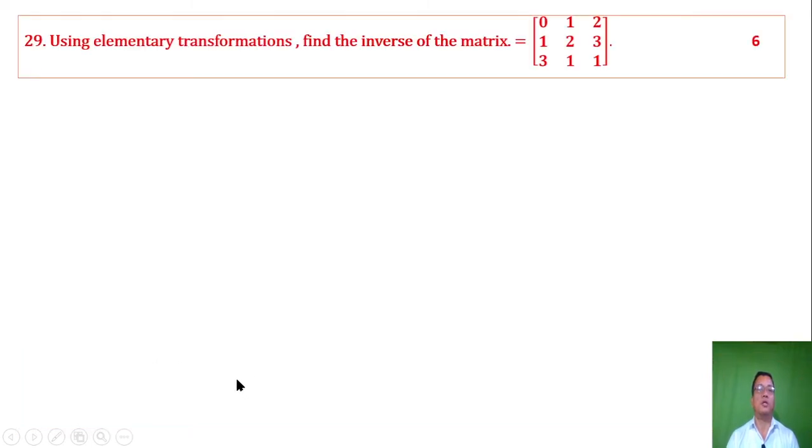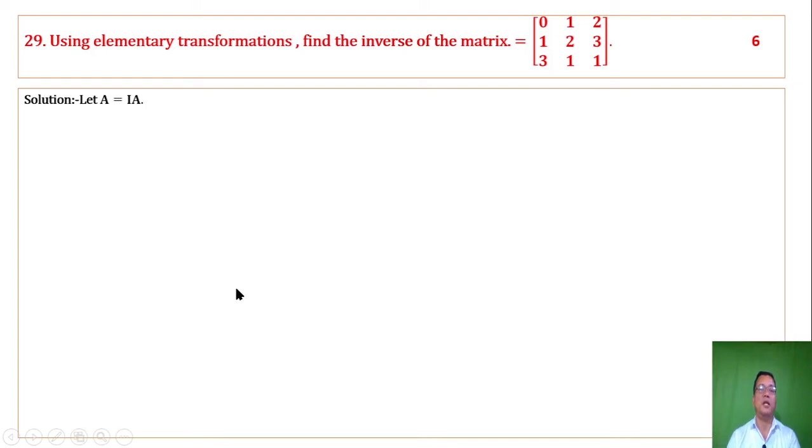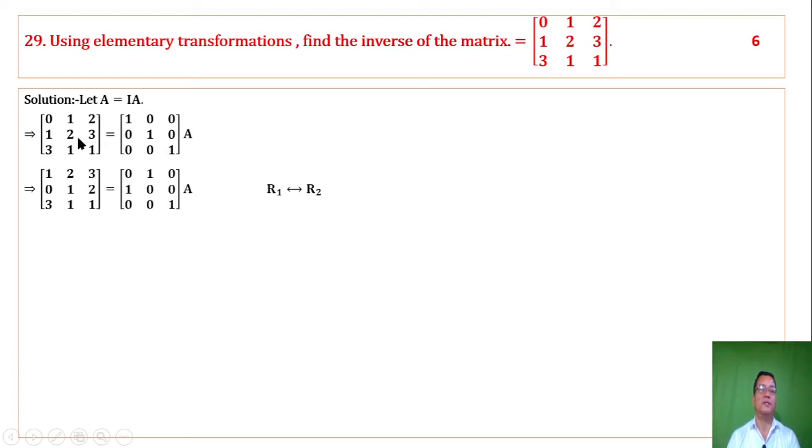Question number 29. Using elementary transformations, find the inverse of this matrix. 6 marks. Let A equal to IA, where I is this. A remains unchanged. Interchanging first row and second row, we get this. For the first row, multiply by 3 and subtract from the third row, we get this place is also 0.